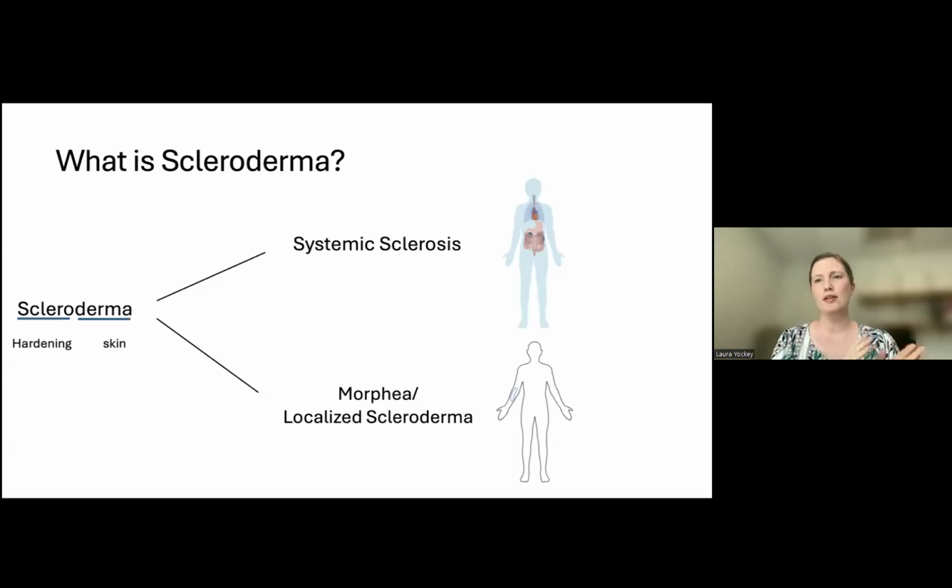The term scleroderma includes both systemic sclerosis, which is a multi-organ autoimmune disease, and morphea, which is a more localized scleroderma, which can manifest as skin thickening that is localized in a particular area. And then systemic sclerosis can have two different subtypes, which I'll talk about today a bit. It can be limited or diffuse.